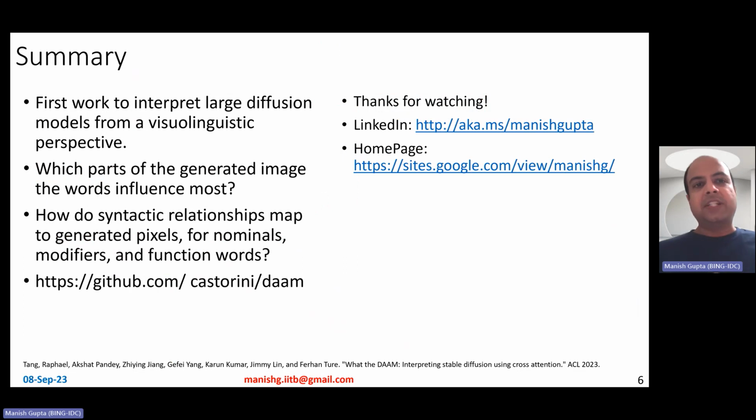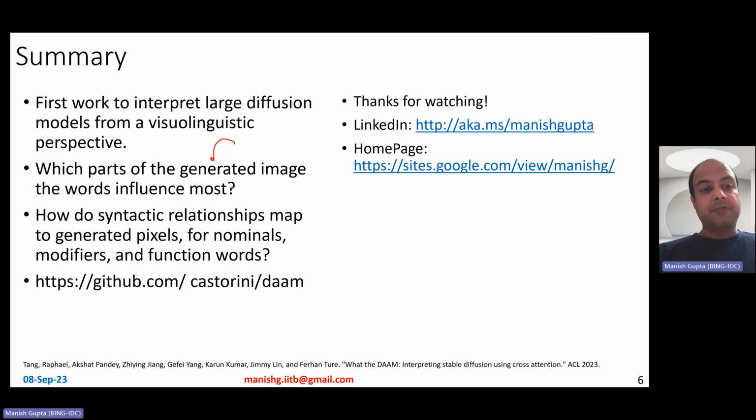So anyway, in this video, I talked about the DAAM model, which is essentially the first work to interpret large diffusion models from a visuolinguistic perspective, right? And the most important question that this interpretability analysis with attentive heat maps tries to answer is which parts of the generated image the words influence the most. So if you have a text caption and an image generated by these models, which word in the text caption influenced which particular part of the generated image.